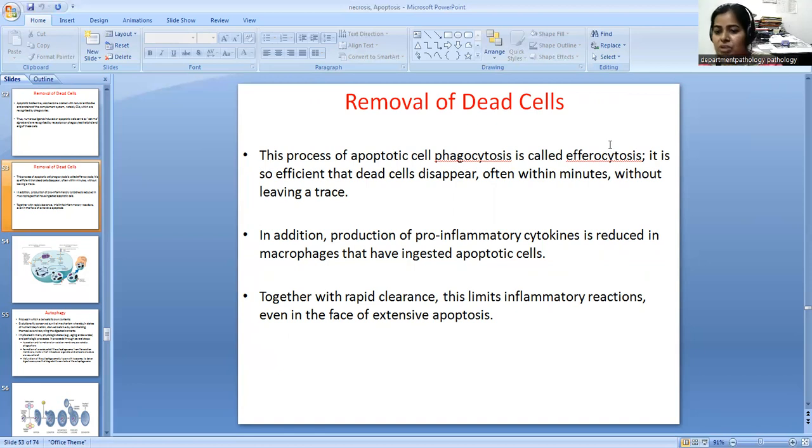It is so efficient that the dead cells disappear, often within minutes, even without leaving a trace. In addition, production of pro-inflammatory cytokines is reduced in macrophages that have ingested apoptotic cells. Together with rapid clearance, this limits inflammatory reactions even in the face of extensive apoptosis.